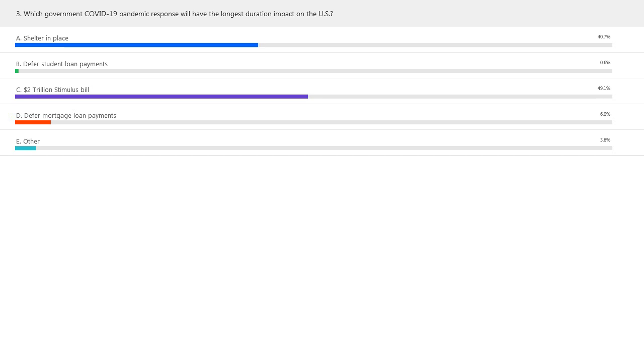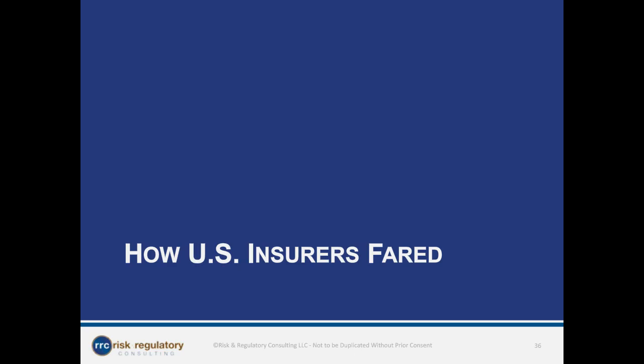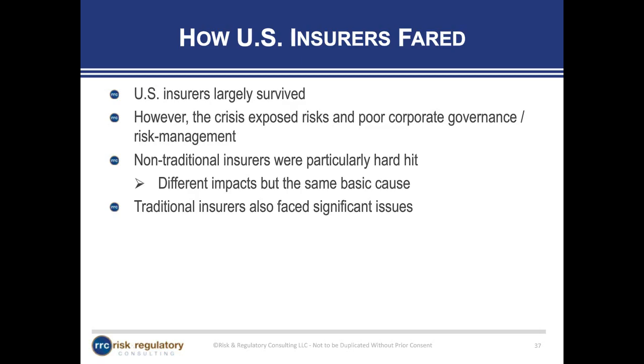Okay, thank you, John. Now that we've had a chance to think about what it looked like, let's talk about how U.S. insurers fared during this. One of the numbers I saw that really stuck with me was 424, the number of banks that had failed at a point in 2009. That compares extremely poorly with U.S. insurers, which largely survived the financial crisis intact.